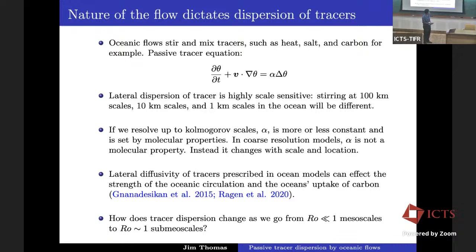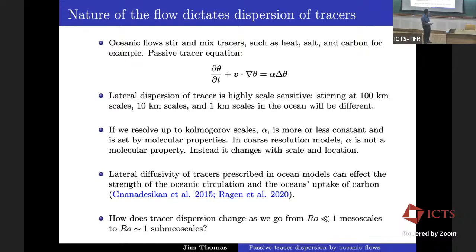But if you do not resolve all the scales up to the viscous scale, then alpha cannot be constant. So for example, suppose my model has a resolution such that I resolve only up to 10 or 1-kilometer scales, then my alpha has to change according to the scale. So alpha is no longer constant. Somehow we have to take into account the dynamics of the flow and parameterize alpha appropriately.